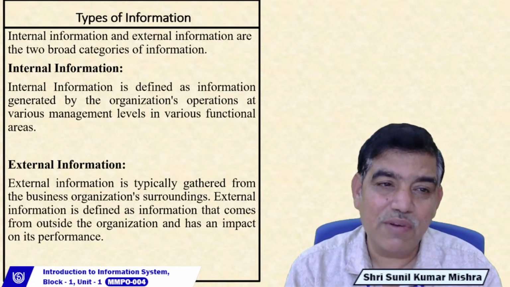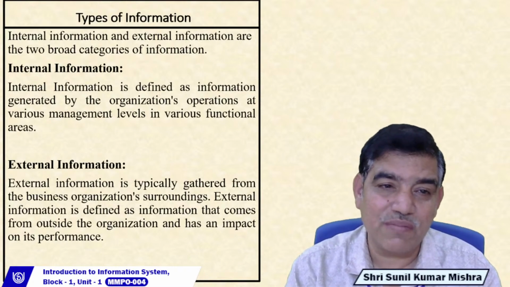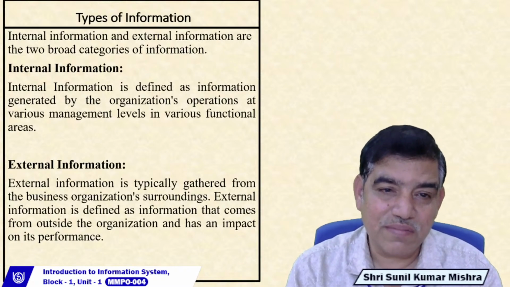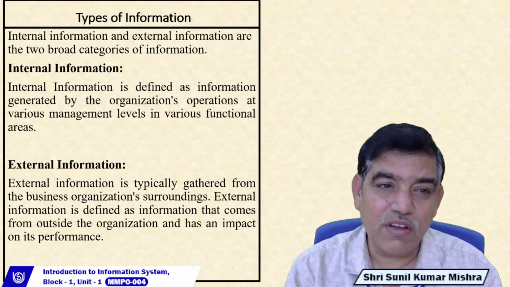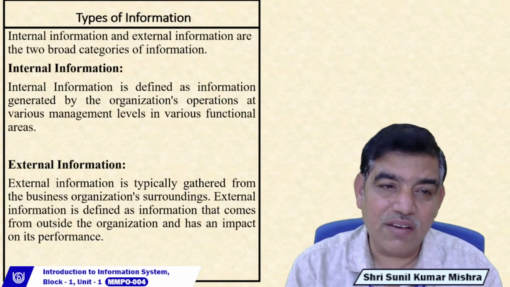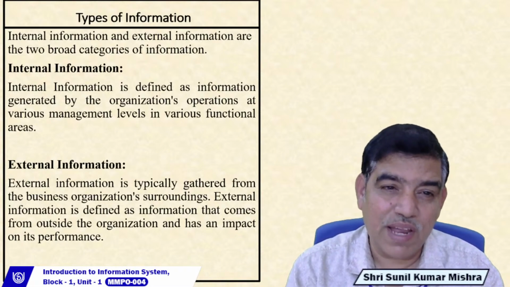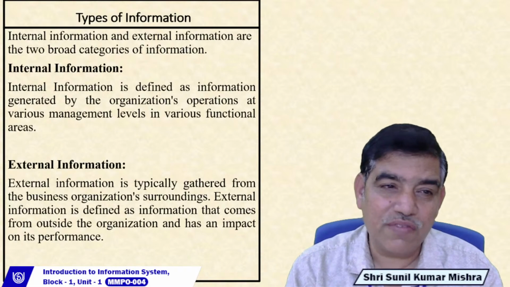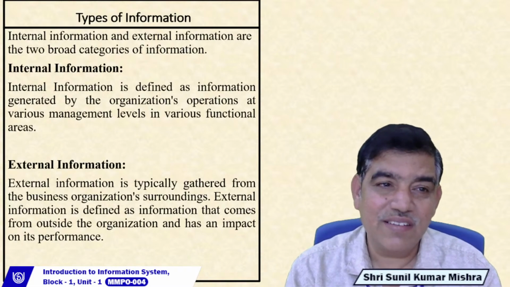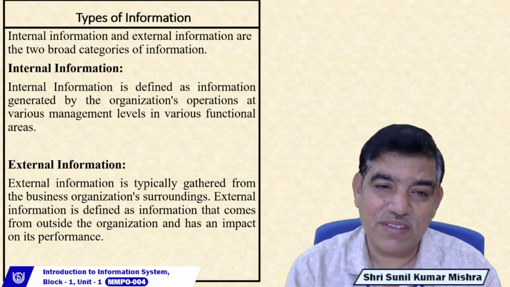Similarly, middle-level people take the output of the TPS, the transaction processing system, and process it for their decision making, for the business goal, and for strategic planning for their jobs. The information generated by the information system that they need is called internal information.